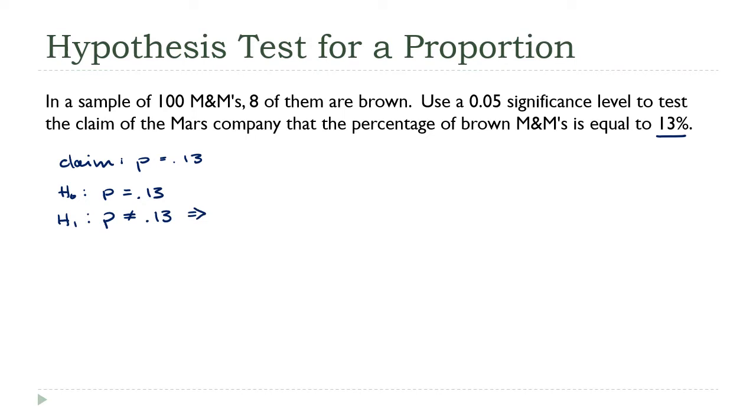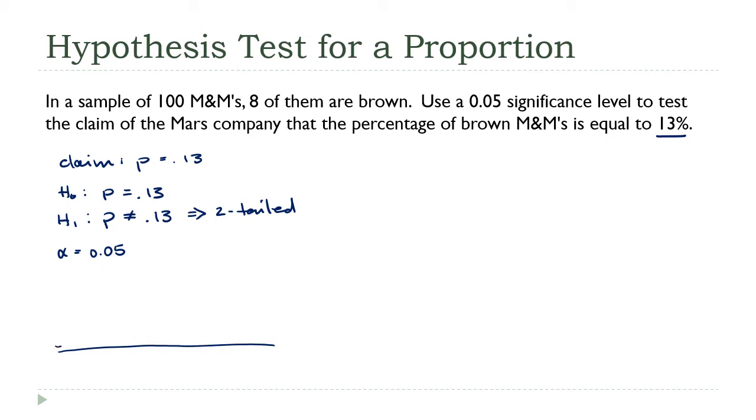And that's key right there because that immediately tells me I'm going to be doing a two-tailed test. Not equals is always two-tailed. All right, so how about the significance level? We're also given that in the question. Alpha is 0.05. So let's do a quick picture.